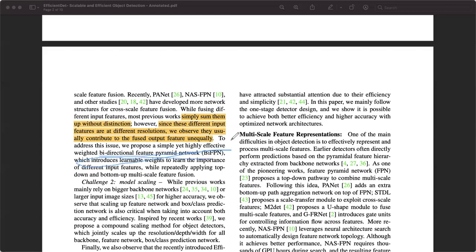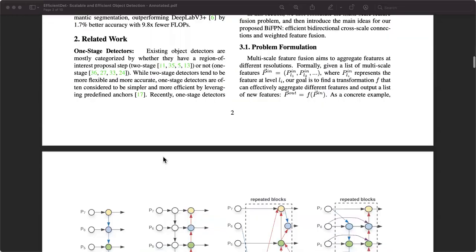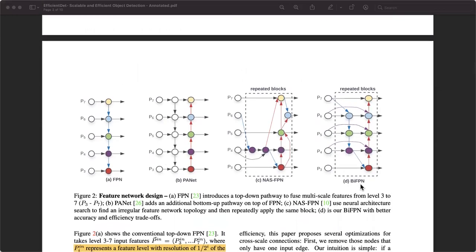In terms of why it is called bidirectional, let's go to the graph directly. This one is actually interesting. Before we go to BiFPN, let's illustrate some basic networks first. The first one is the feature pyramid network. We have P3 to P7 representing different scales of features here, and we are trying to fuse P3 to P7.